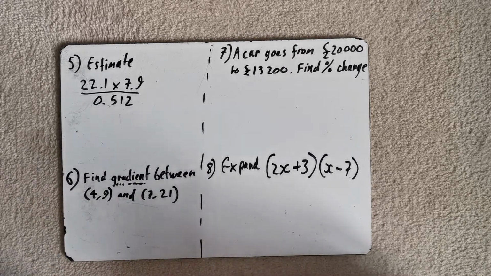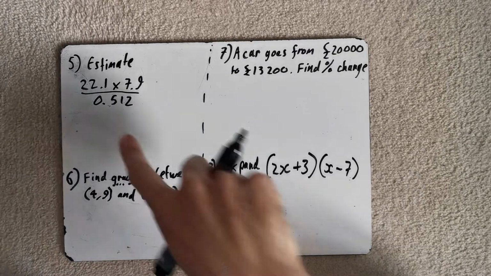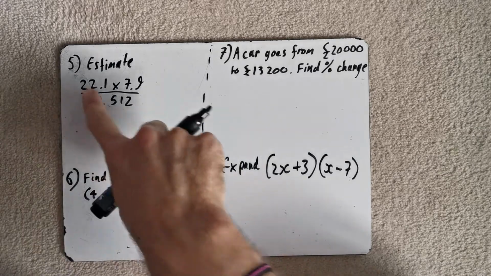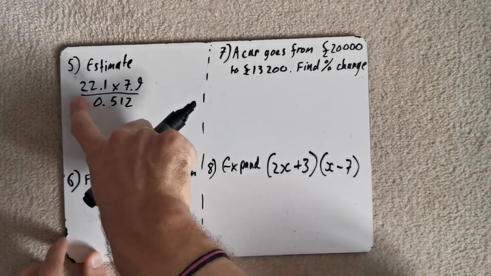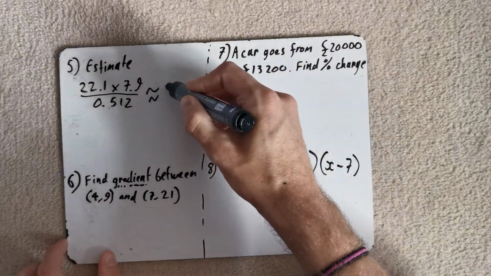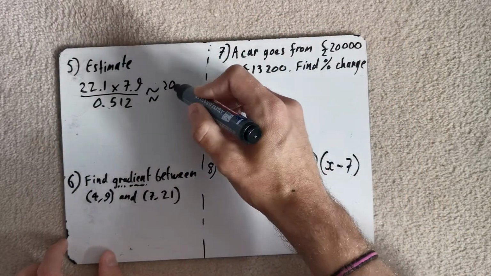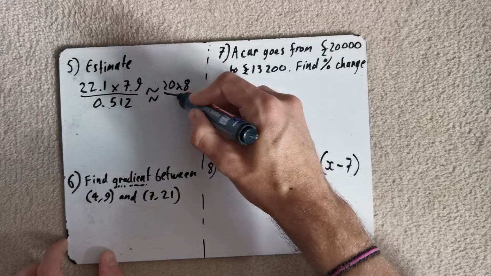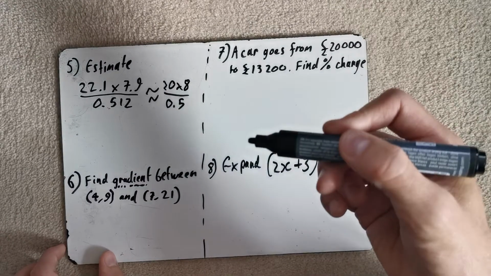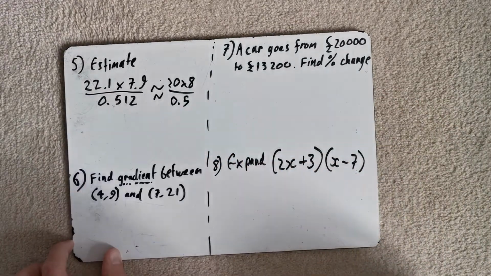Okay, right, classic mistake that people make on this one is that they round this to 22, okay? You've got to round to the first significant figure. The first significant figure is that 2 there, so the next thing we've got to do is round it. So this becomes 20, the 7.9 would round to 8, and the 0.512 would round to 0.5, not 1, because the 5 is the first significant figure.